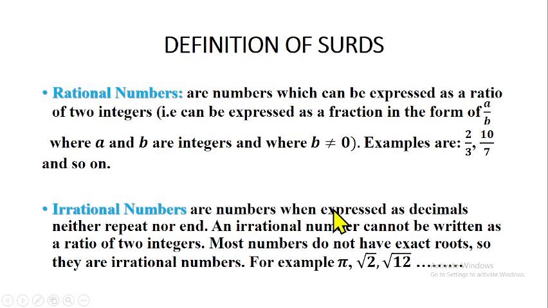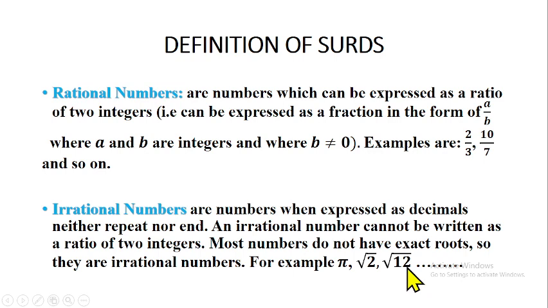For example, pi. If you press pi or 22/7 in your calculator, it's going to give you 3.142, and it continues like that. So pi is an example of an irrational number, because when you press pi, it gives you a decimal number, and the decimals are repeating, and it does not have an end. Square root of 2 is also an irrational number. Square root of 12, square root of 3, and so on.